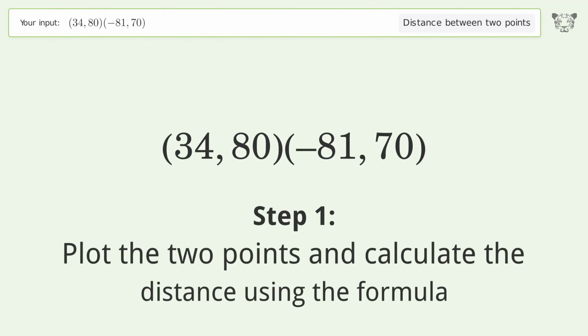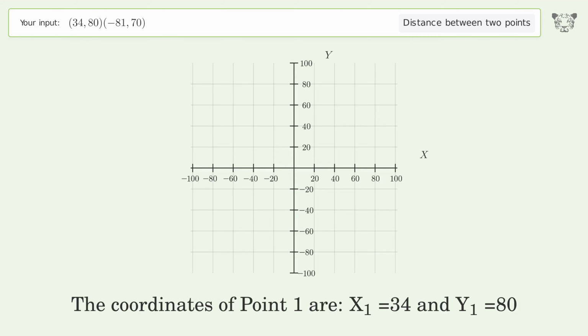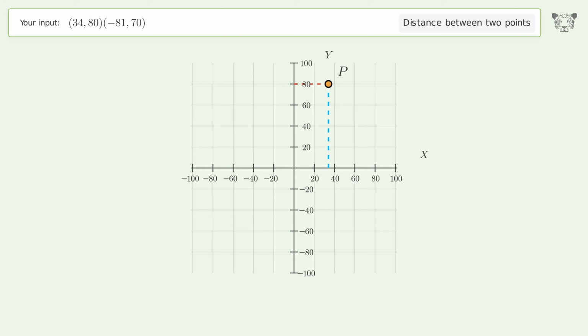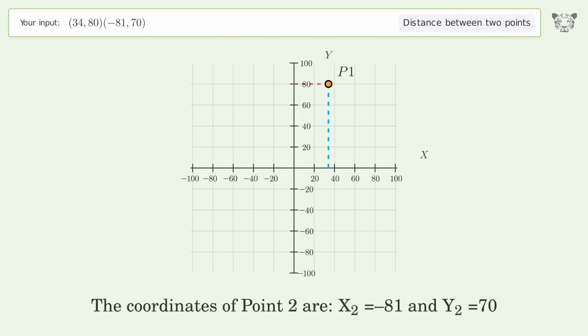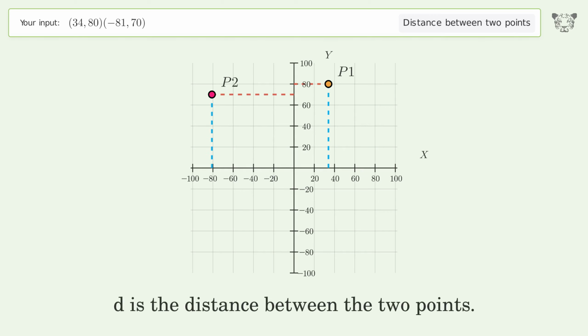Plot the 2 points and calculate the distance using the formula. The coordinates of point 1 are x1 equals 34 and y1 equals 80. The coordinates of point 2 are x2 equals negative 81 and y2 equals 70. D is the distance between the 2 points.